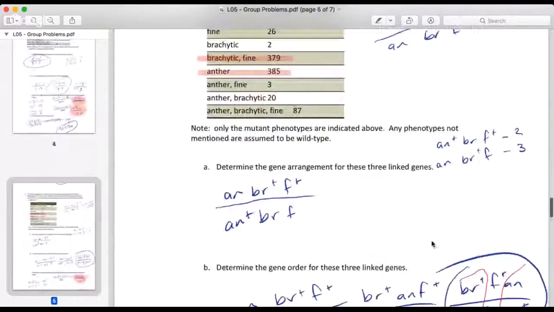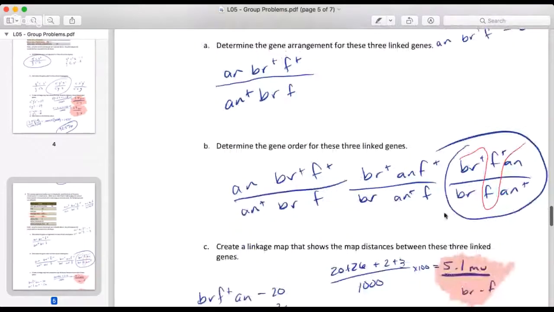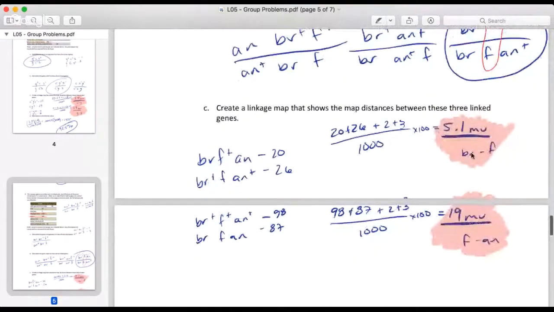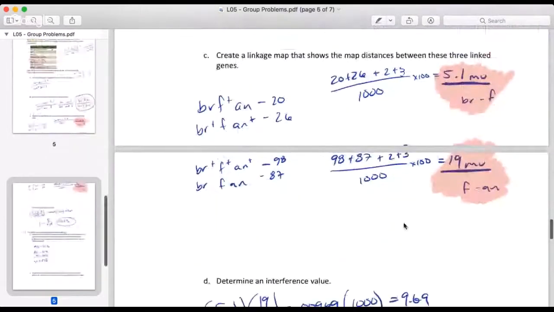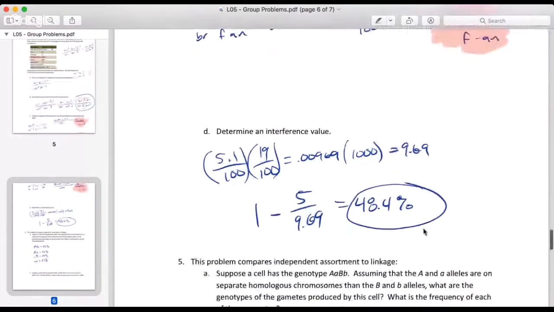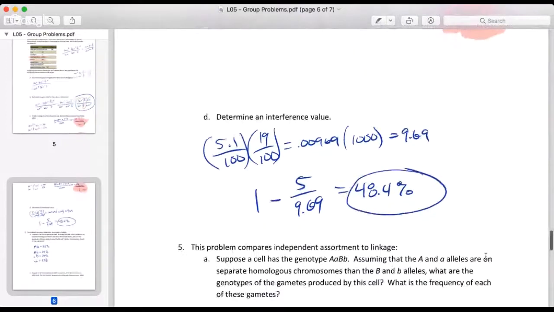Number 4, right here, you can see the gene arrangement is AN, the wild type, and then the wild type BR, F. The gene order is right there as well. You can see that on the right side. And then C is 5.1 and 19 mapping units. And then using those to calculate the interference value, the answer would be 48.4%.